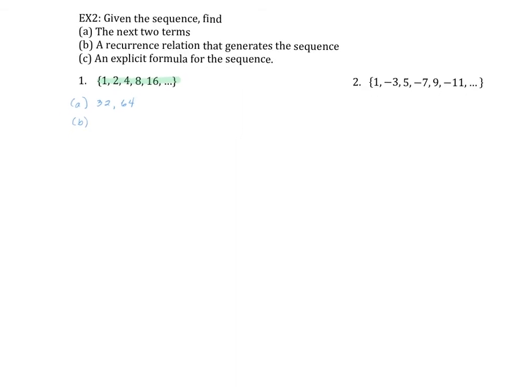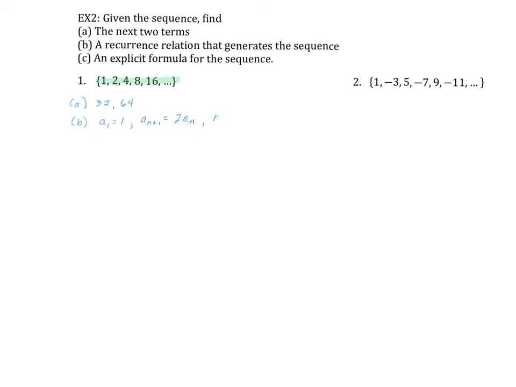The next thing I want to do is come up with a recurrence relation. And I kind of already did. I noticed that to get from 1 to 2, I multiply by 2. To get from 2 to 4, I multiply by 2. So to get from one term to the next, I'm always multiplying by 2. So that's probably going to be my recurrence relation. Remember, you have to define your first term. So my a sub 1 is going to be 1. My a sub n plus 1 is going to be 2 times the previous term, a sub n.